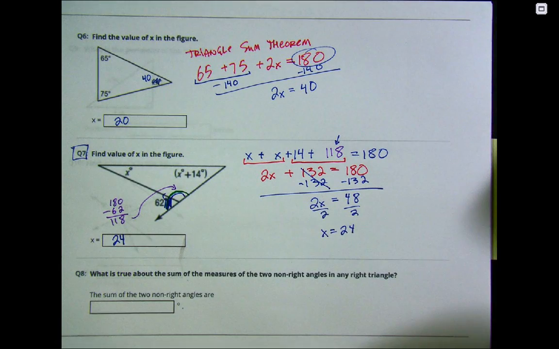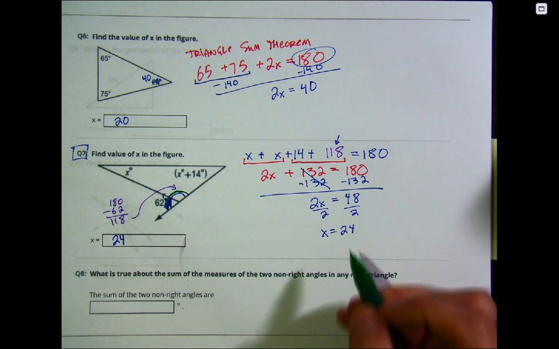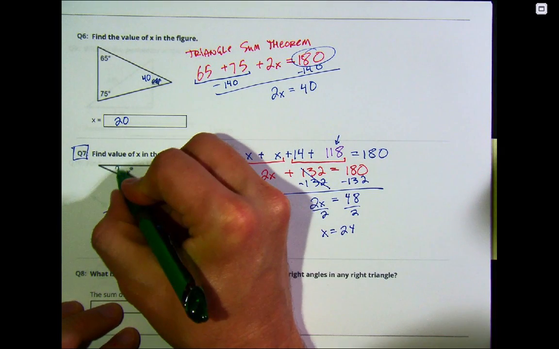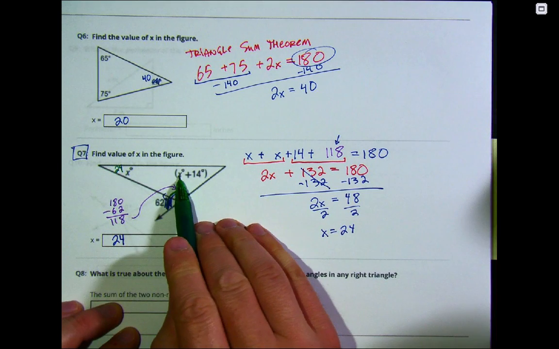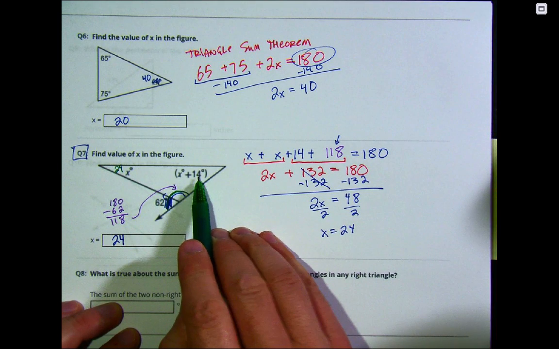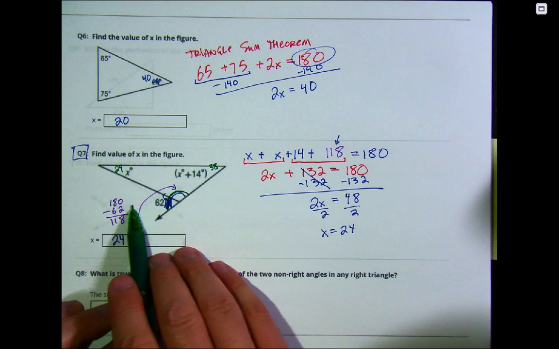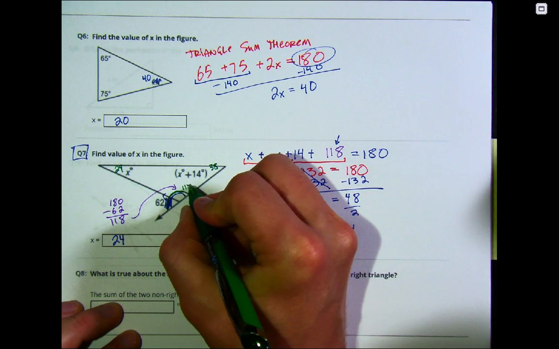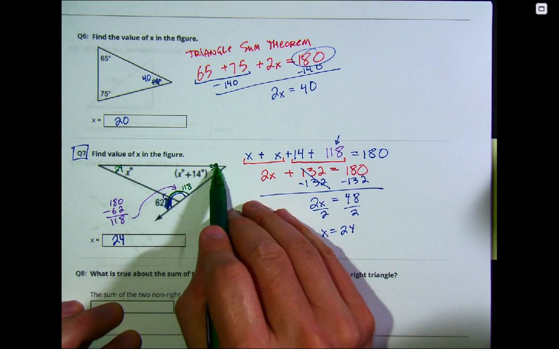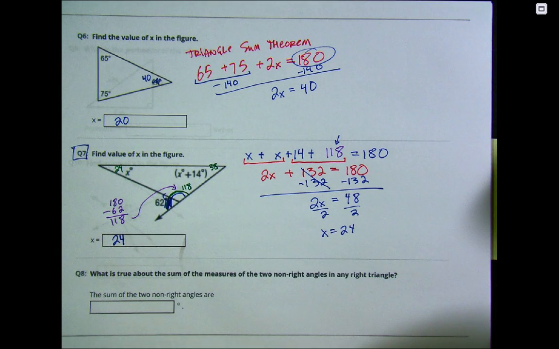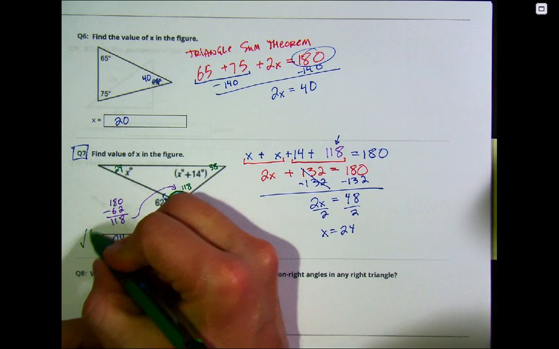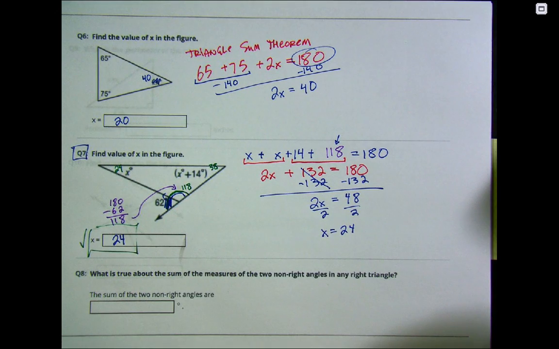And again, just to make sure that I did this right, that would mean that this is 24 degrees over here. This is 24 plus 14, so that'd be 38. That's acute, seems correct. This we decided was 118. Do those 3 add up to 180 like they're supposed to? They do. So that's how we know that we got this correct.